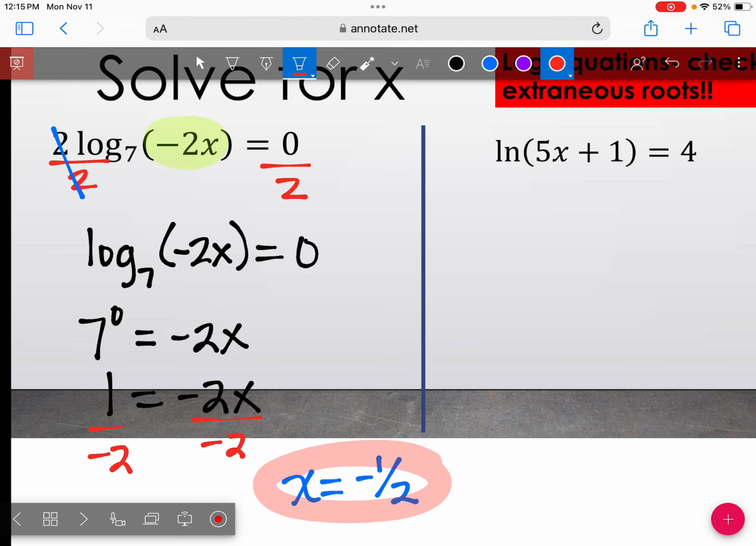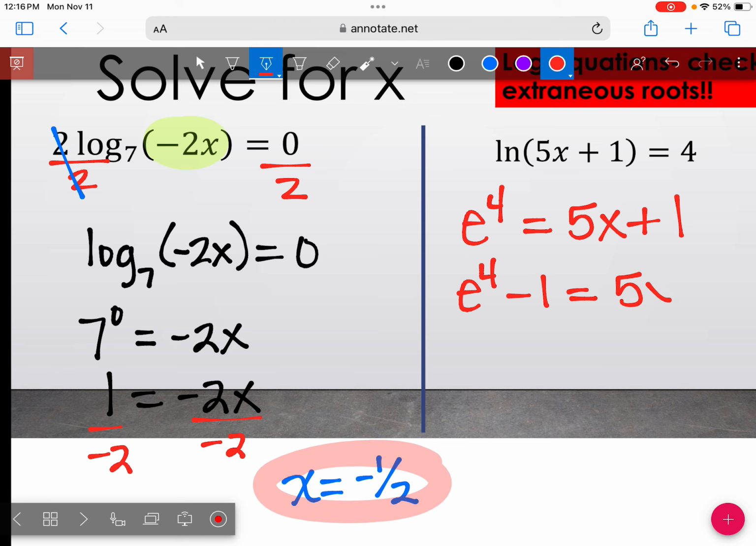All right, last one. What is the base of a natural log? E. E. So I'm going to write this as E to the power of 4 equals 5x plus 1. E to the fourth is a number. So now we're going to subtract the 1. E to the fourth minus 1 equals 5x. And then we're dividing by 5.